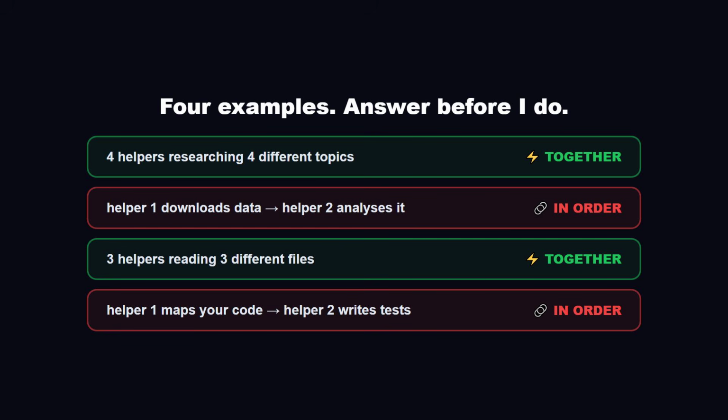4 helpers researching 4 different topics. Nothing depends on anything. Together. One helper downloads the data, the next one analyzes it, the second needs the first one's output, in order. 3 helpers reading 3 different files, together. One helper maps out your code, the next writes tests from that map, in order.